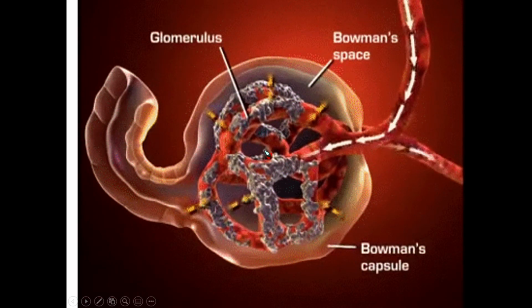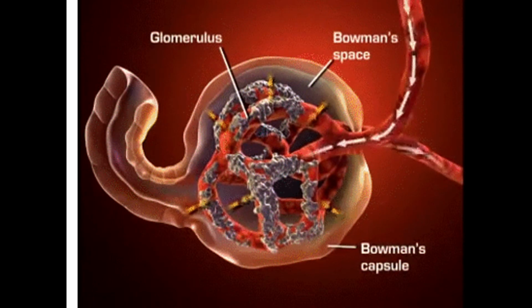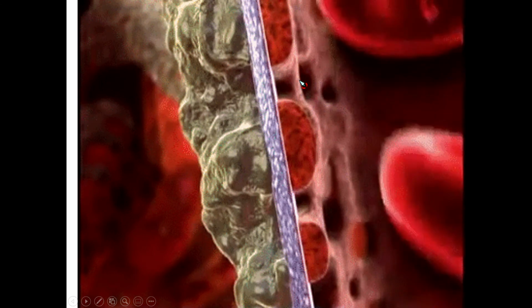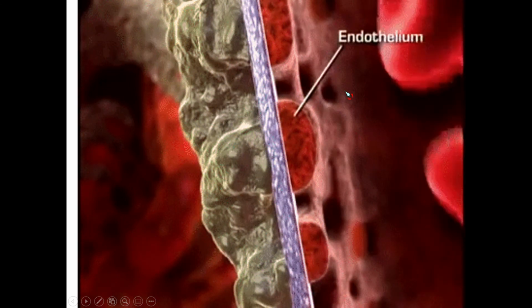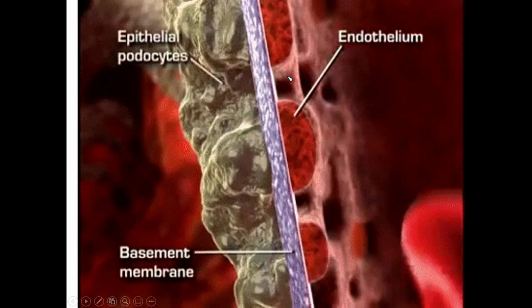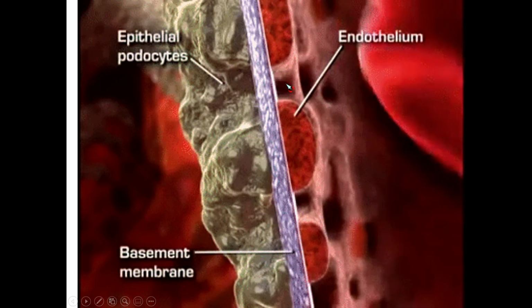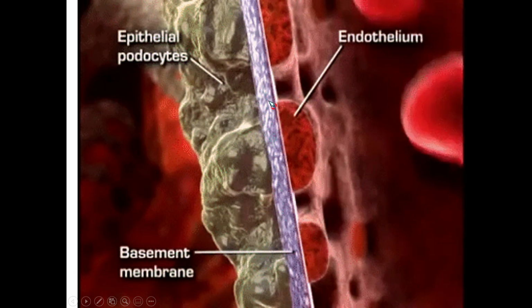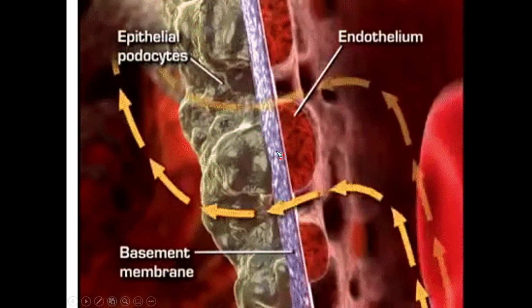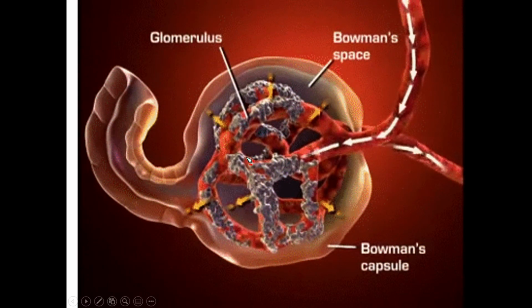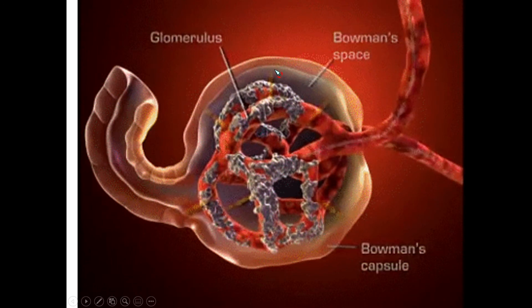Again, this is going to zoom now. Now you can understand this well. This is the blood, this is your glomerular capillary, and these are the endothelium. These are the fenestrations, the spaces between the endothelial cells. And we have the basement membrane, and we will see the details of this basement membrane. And on the other side, we have the podocytes.